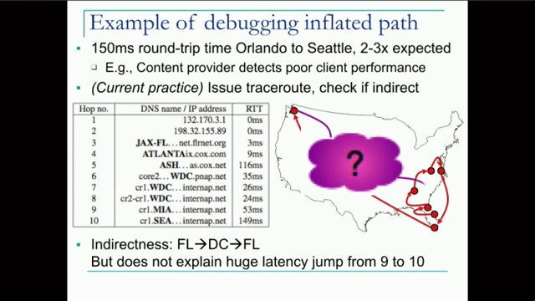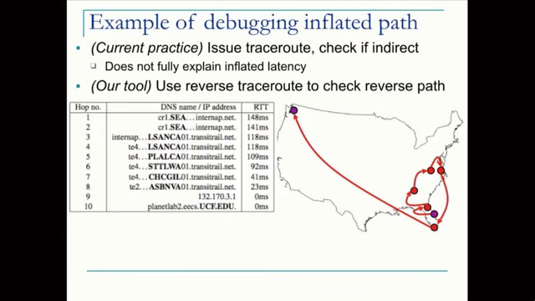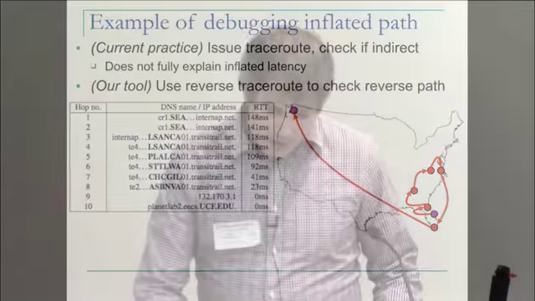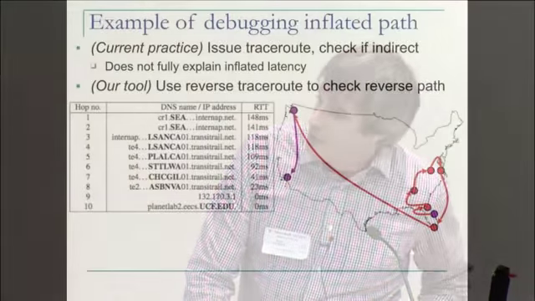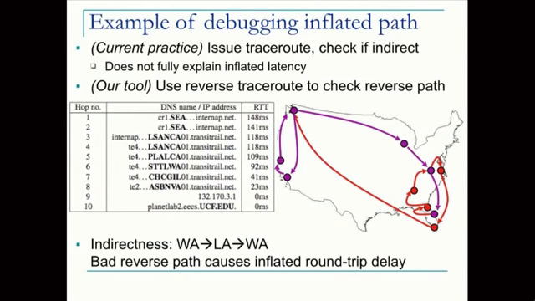But it still seems like there's some problem on the reverse path. The forward path didn't explain all of it. And with existing tools, you'd really have no idea what was going on. So with reverse traceroute, we could actually just measure that path. So that's what this is. And if you look at this path, what's happening is it's starting in Seattle. It's going down to LA. Then it's going back up to Seattle and continuing across the country to Florida.